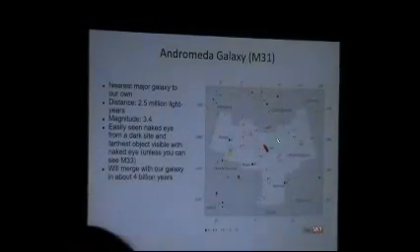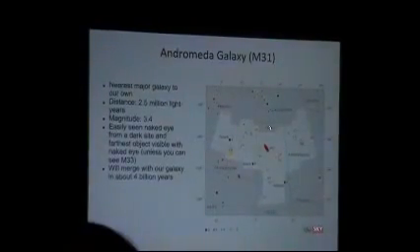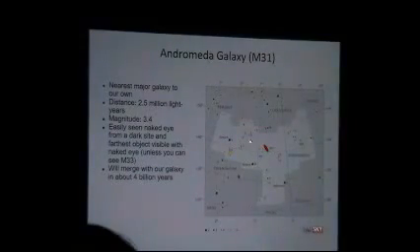M31 is easy to find, it's right here. You can use Cassiopeia to find it. You use the V on this side and just point this way. I prefer taking the 3 stars over here. I take the middle one, go up to it, it's easy to find. And it's one of the farthest objects you see with your naked eye. Unless you can see M33, which is a little way up.